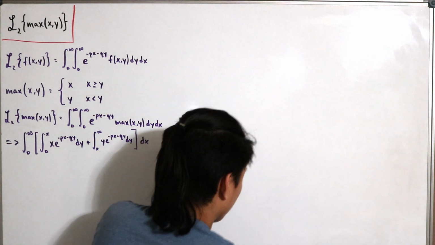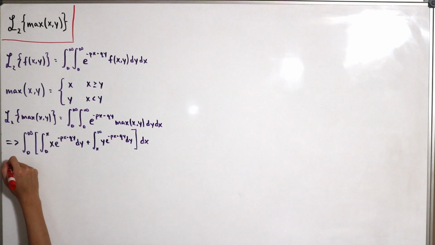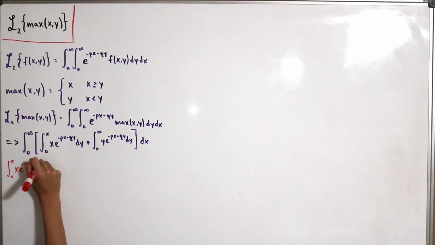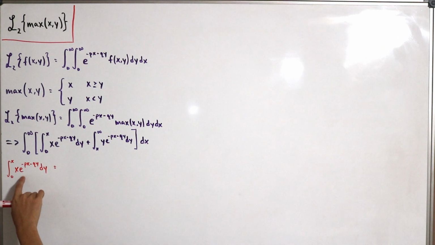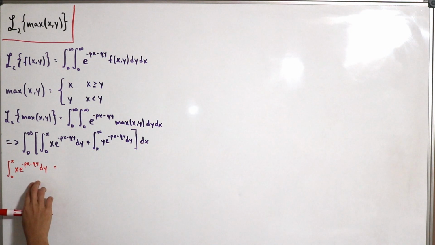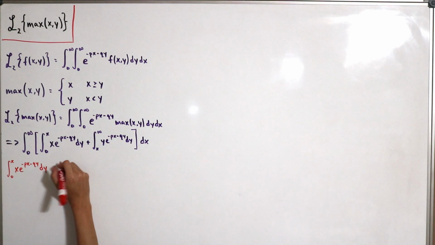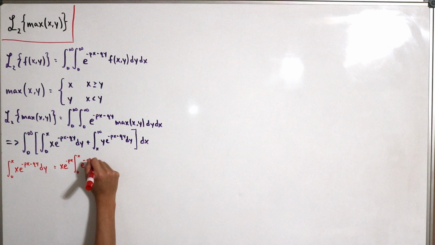We're going to calculate these two integrals one by one. So let's start off with the first integral, x times e to the negative px minus qy, from 0 to x, dy. Since this integration is with respect to y, using the rules of exponents, you can separate the e bases. Since x e to the negative px does not depend on y, it's basically a constant, so I can factor that outside. All we have to do is integrate e to the negative qy. That's not hard to show.